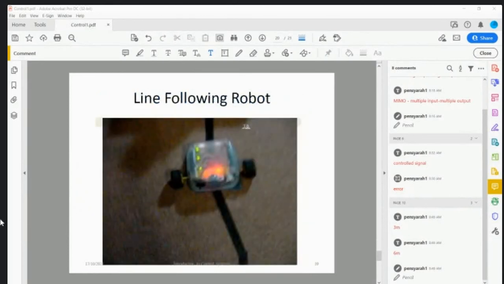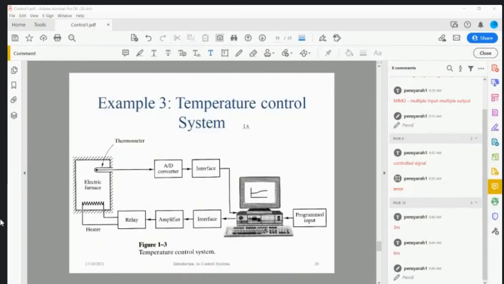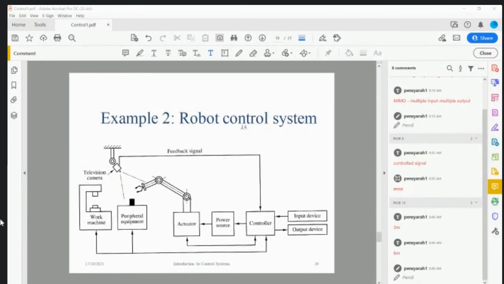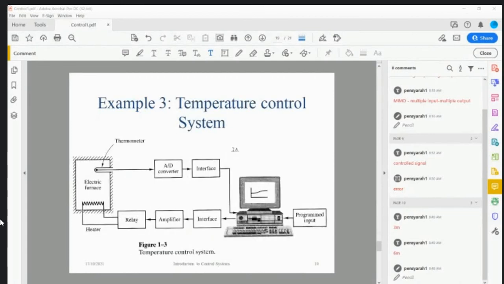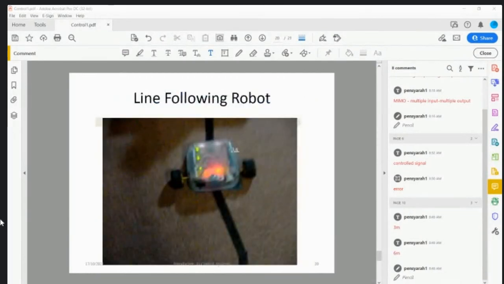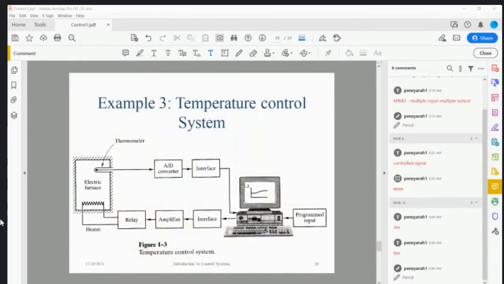Last one is the line following robot. The difference between the line following robot and the temperature control system or the robot control system is the type of controller used in that system. This is what we call a PC-based controller because the controller is in the PC. We design the controller in a computer, so we call that a PC-based controller.